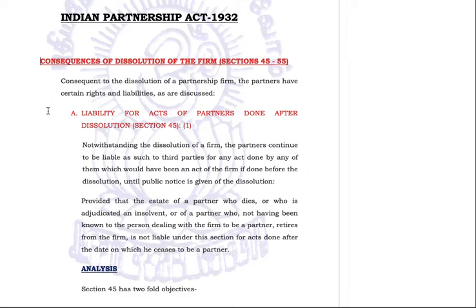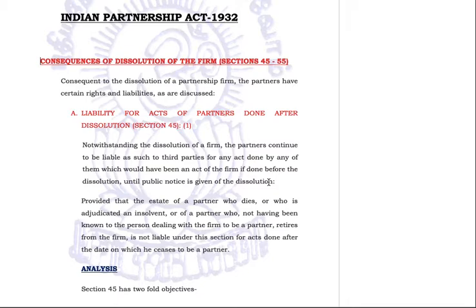Liability for acts of the partners done after dissolution. What happens if something is done after the dissolution of the firm? Notwithstanding the dissolution of a firm, the partners continue to be liable as such to third parties for any act done by any of them which would have been an act of the firm if done before the dissolution, until public notice is given of the dissolution.